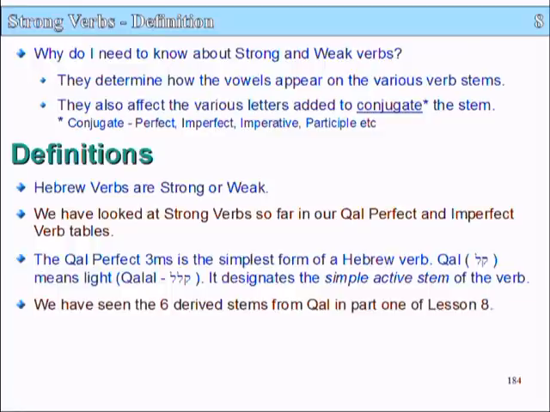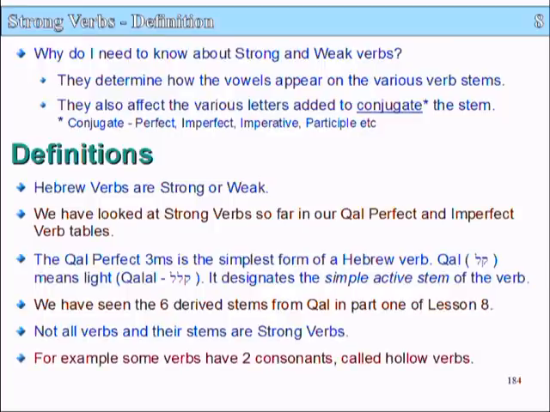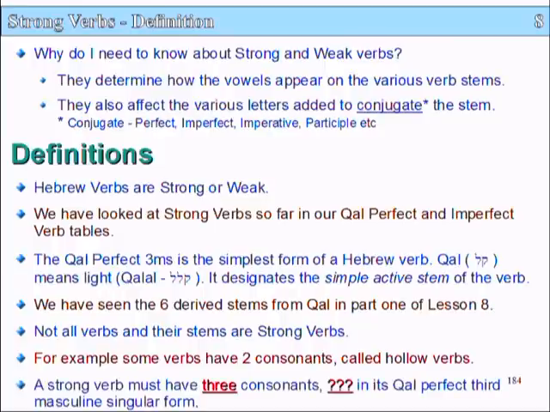We've seen also that there are 6 derived stems from Kal. We saw that in part 1 of lesson 8. That is Nifal, Piel, Pual, Hifil, Hofal, Hitpael, and so forth. Now, not all verbs and their stems are strong verbs. For example, some verbs have 2 consonants, and they're called hollow verbs. And these hollow verbs are weak verbs. A strong verb must have 3 consonants in its Kal perfect third masculine singular form.